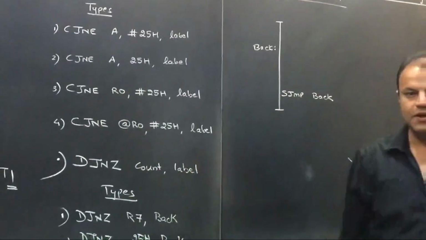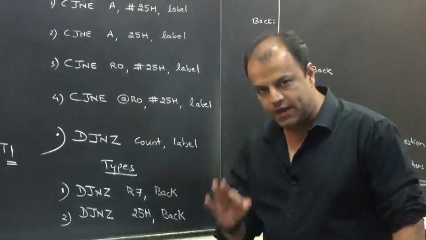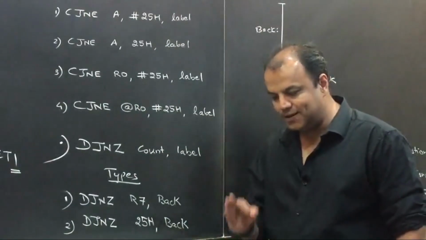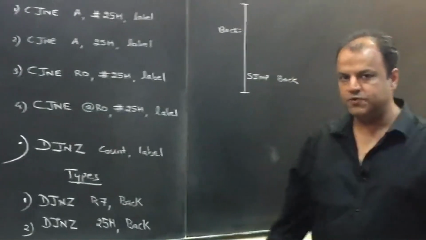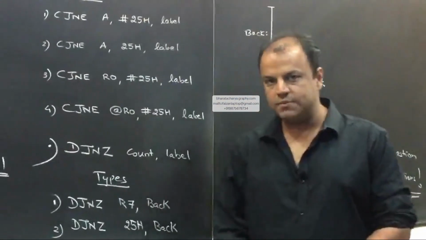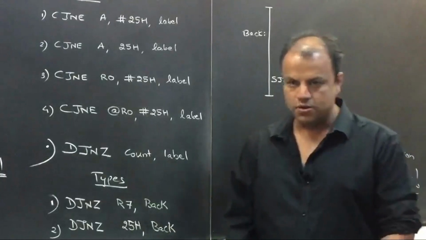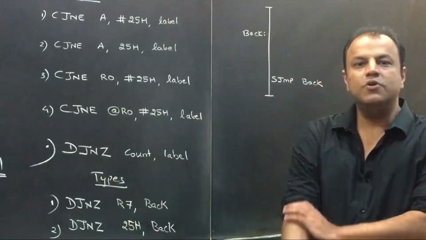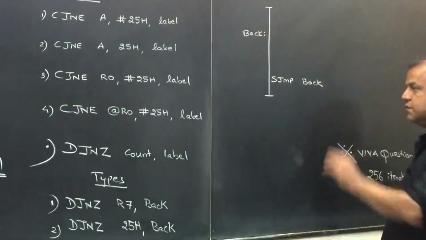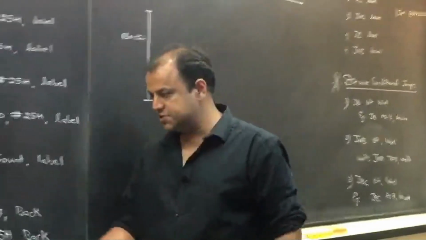Simple. Next, DJNZ. A very, very frequently used instruction. Practically every loop of 8051 is made using this instruction. If you've done serious programs in college, you come across this instruction lots of times. DJNZ stands for decrement and jump if not 0. I'm going to teach it with a full example because it's a very useful instruction.